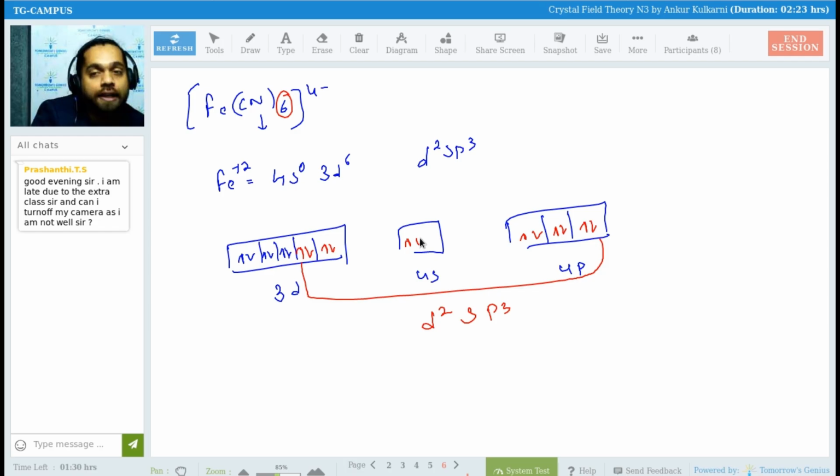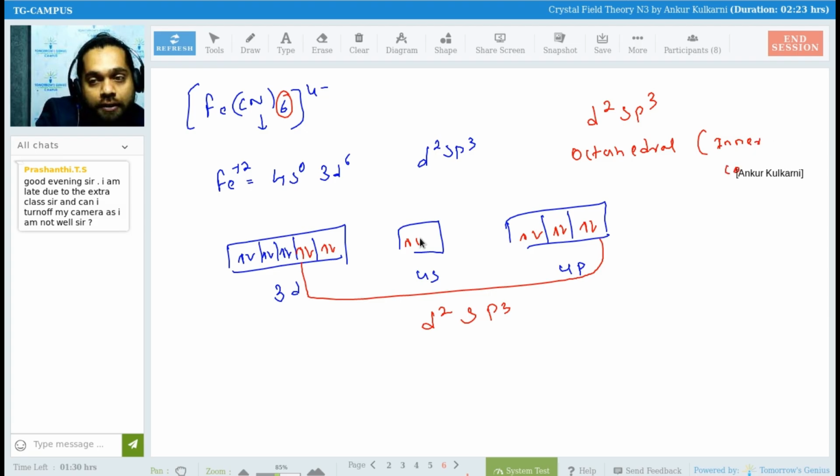d2sp3, correct, Bhuvaneshri? Now d2sp3, just like sp3d2, is also octahedral. But since we are starting from d, we call it an inner complex. We call it an inner complex.